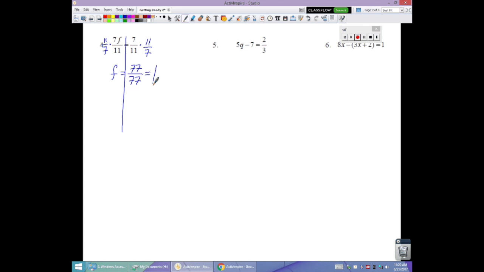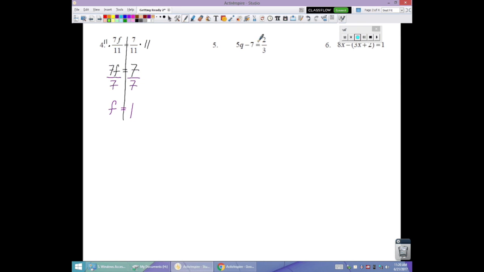An alternate method would be to do this as 2 steps, where you first see that you're dividing both sides by 11. So if you multiply by 11 on both sides, the denominators are canceled and we get 7f equals 7. Therefore, when you divide by 7, you again get 1.